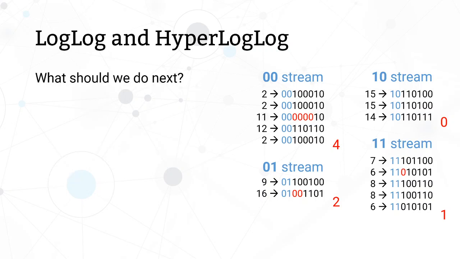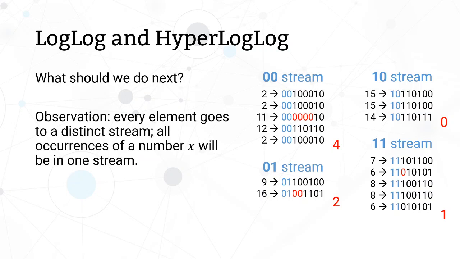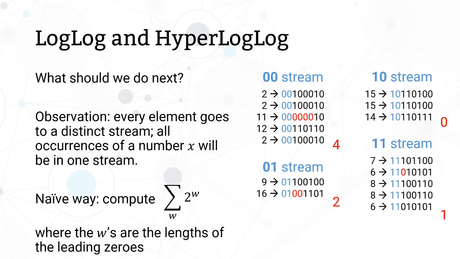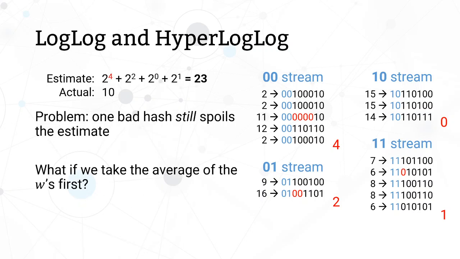And so now you might think, okay, let's just take 2 to the 4 plus 2 to the 2 plus 2 to the 0 plus 2 to the 1. We can do that, and that will actually give us a slightly better answer in this case. But if you look closely, it doesn't actually solve the problem of one bad hash spoiling the estimate, right? Our answer is still a pretty big overestimate. The reason is that one bad hash just gets added as 2 to the 4, right? So immediately we have a scenario where it gives more than the actual answer just by itself. So one bad hash still spoils the estimate.